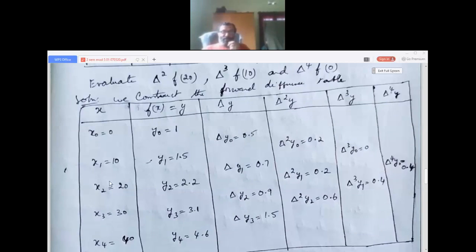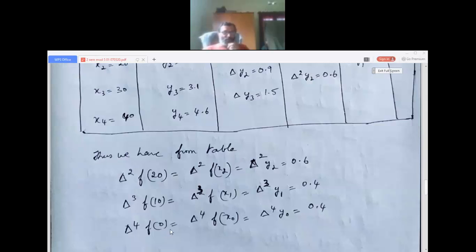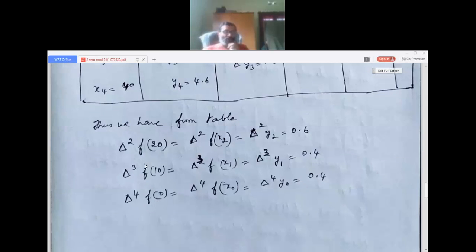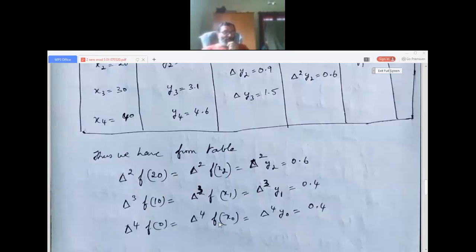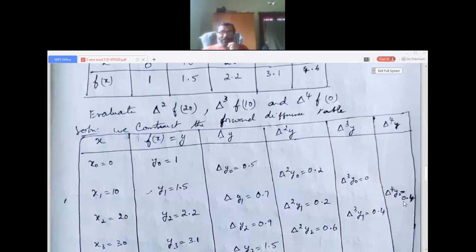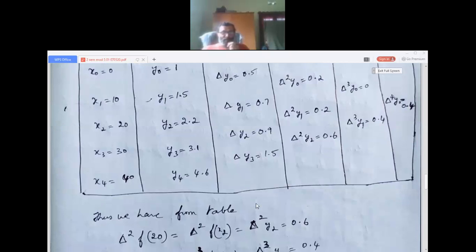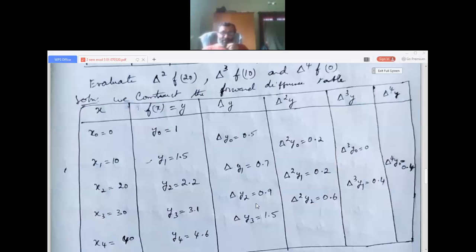In the same way, to solve del 4 of f of 0: 0 is x0, so del 4 of f of x0, and f of x0 is y0 by definition, just like f of x1 is y1 and f of x2 is y2. Now del 4 of y0, from the table, is 0.4. Okay, so this is clear. This is the forward difference table. Similarly, the backward difference table we will see later when we require it in problems.